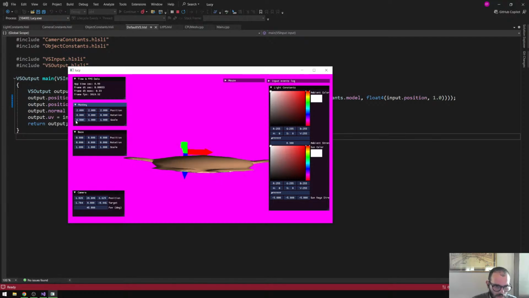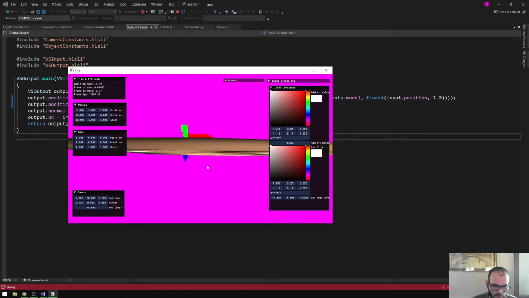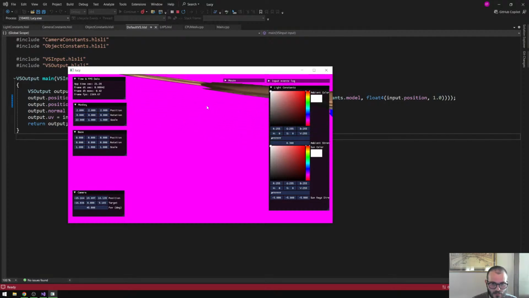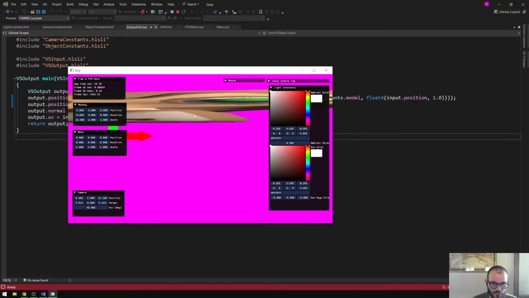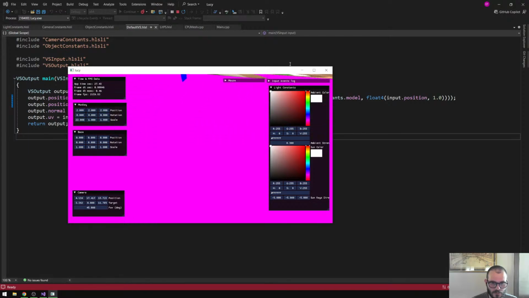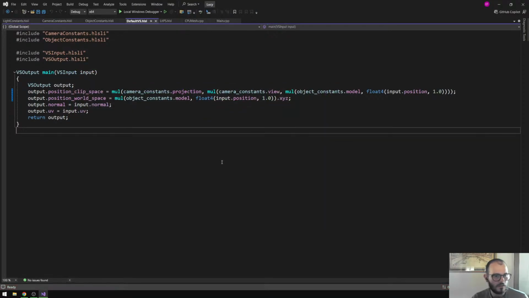What happens if you scale the monkey? Is the lighting right? Is the lighting wrong? I don't know. I don't really know, honestly.